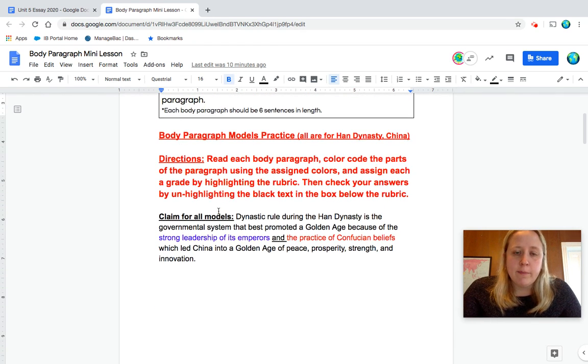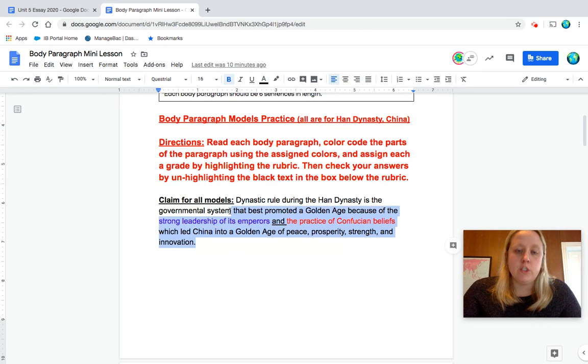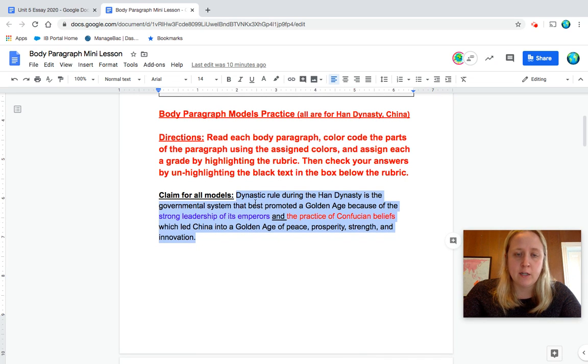So we're going to look at a couple examples that are all based off of the China claim, right? So for our introductions, you looked at some Athens examples. For your body paragraphs, we're looking at some China examples. So the claim for China, in case you don't know, dynastic rule during the Han Dynasty is the governmental system that best promoted a golden age, because of the strong leadership of its emperors and the practice of Confucian beliefs, which led China into a golden age of peace, prosperity, strength, and innovation.